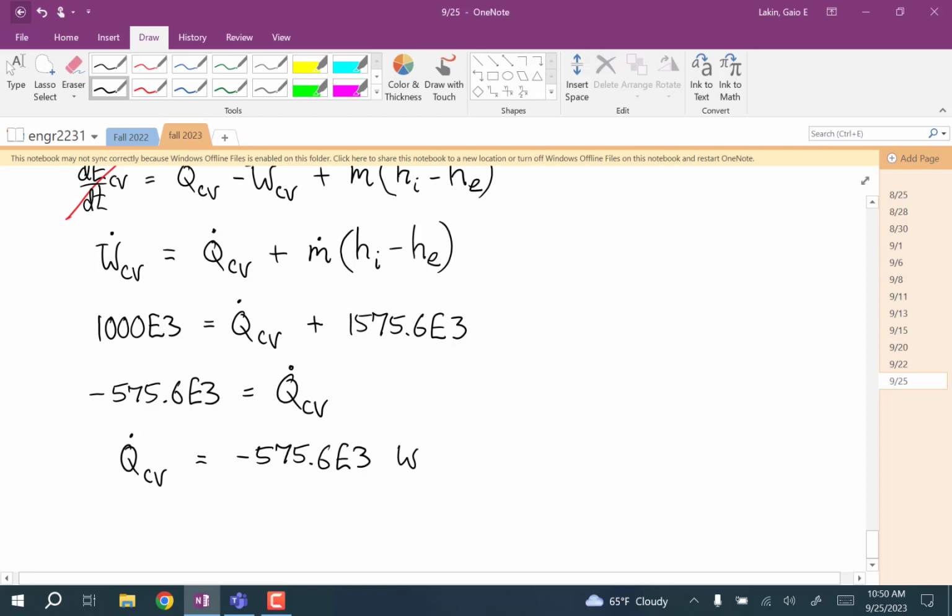And now, does it make sense that the sign is negative? Yeah, think about the sign convention for the first law. Q is positive if heat is coming into your system. Our system is losing heat to the surroundings, so that has to be negative.